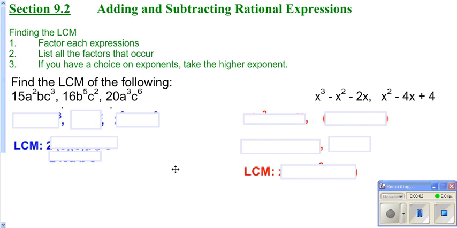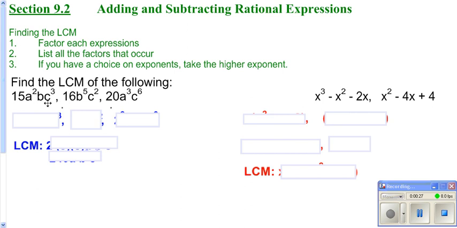Adding and subtracting fractions. You need to make sure you have a common denominator. Your LCD, the least common denominator, is really the least common multiple of all the different expressions. So we're going to start off by finding the least common multiple. The first thing you want to do is factor each expression, list all the different factors that occur, and then if you have a choice in exponents, you always take the higher exponents.